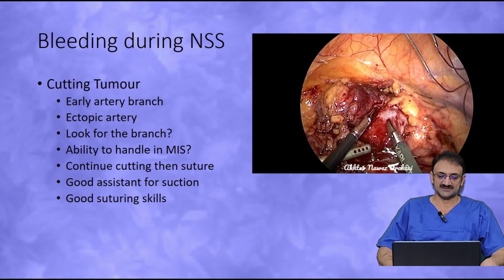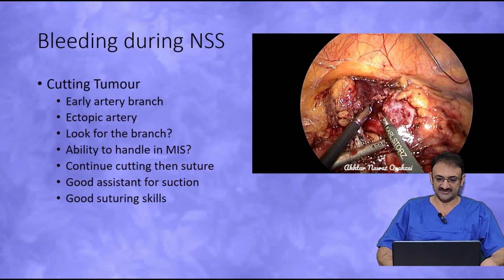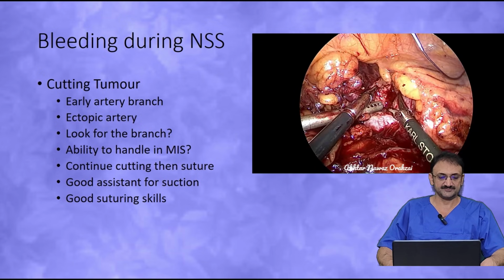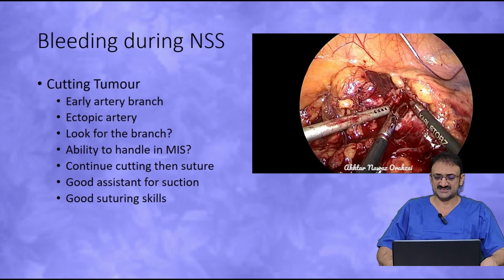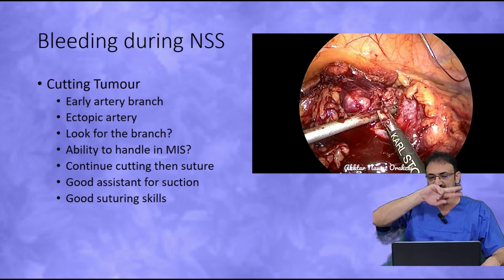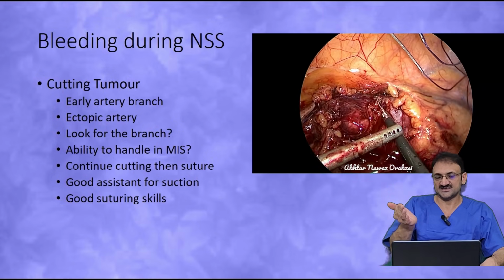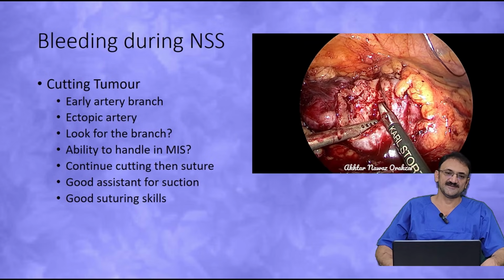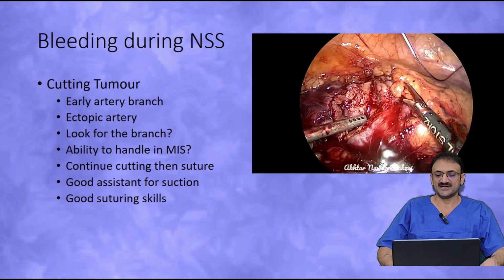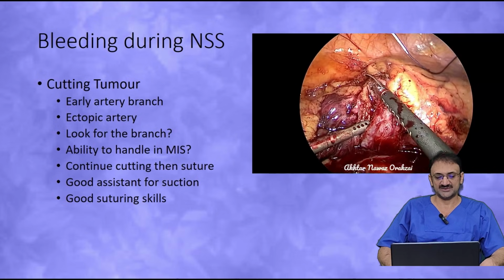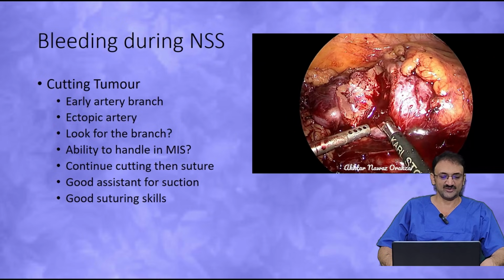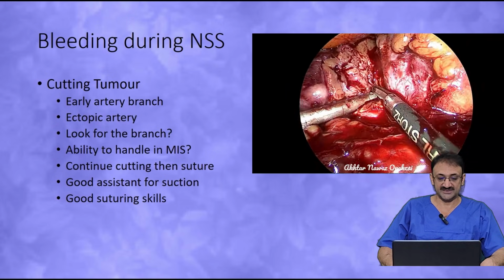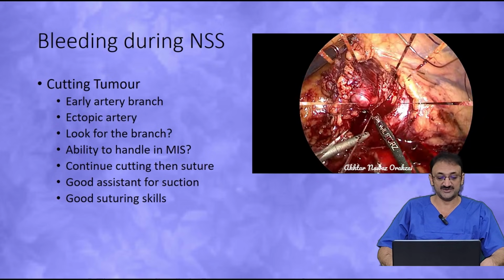Then another peculiar condition is the bleeding during nephron sparing surgery. It happens when you are cutting the tumor. If you have not properly clamped the artery and the vein, it will happen, or you have missed an artery. For example, there is an early branch from the renal artery, and you have dissected distal to that branch and clipped that branch. So one small branch will be remaining, and that will lead to the bleeding. So the early branching has to be looked for. There may be an ectopic artery which may lead to a branch, and look for that branch that you have left.